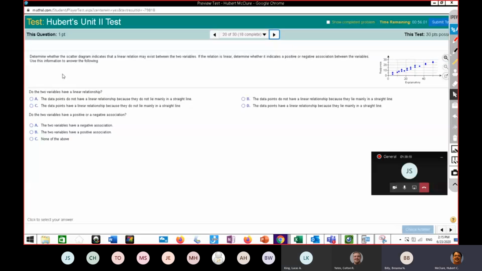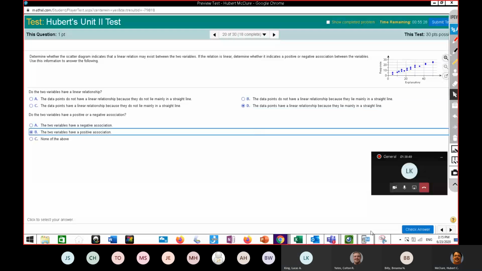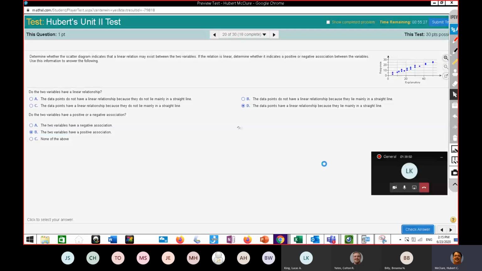Determine whether the scatter plot indicates a positive correlation, negative correlation, or no correlation. What kind of correlation do we have here? Positive. Okay, so it's either C or D. I think it's D. Delta. D. And it's a positive correlation because it's left to right up. I told y'all I wasn't going to try to trick y'all.